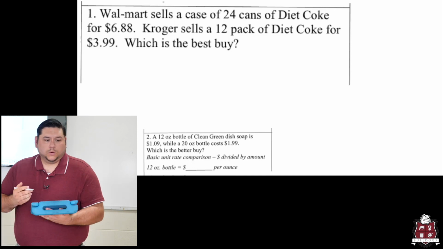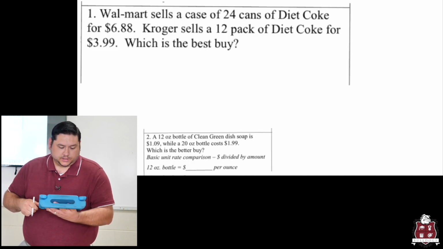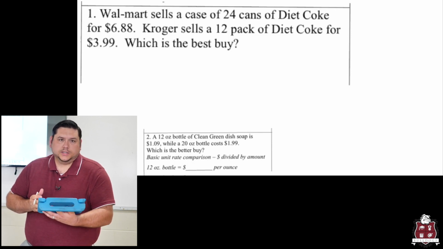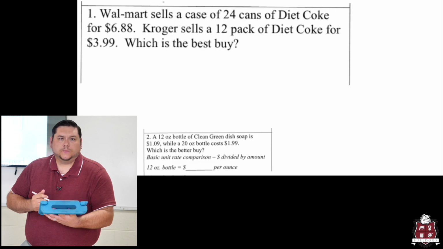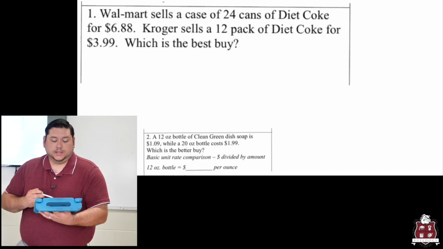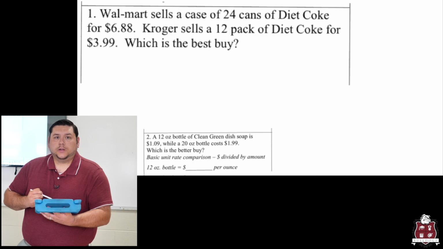All right, guys, we're on our do-it-yourself problem. So grab a piece of paper, a pencil, and a calculator right quick, and let's look at this problem. Walmart sells a case of 24 cans of Diet Coke for $6.88. Kroger sells a 12-pack of Diet Coke for $3.99. Which is the best buy? Take a few seconds and put these in your calculator.